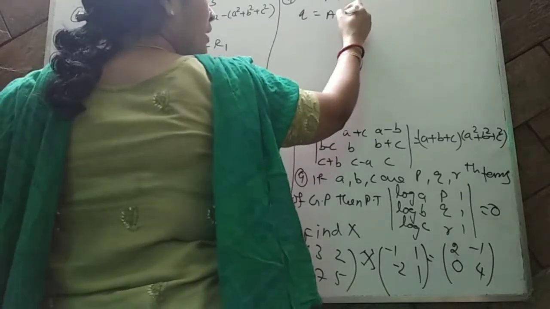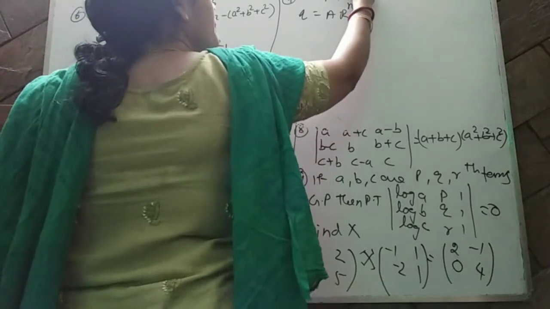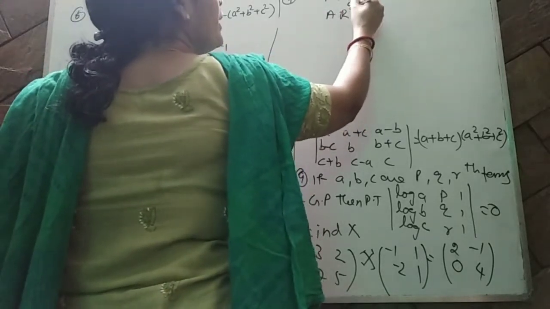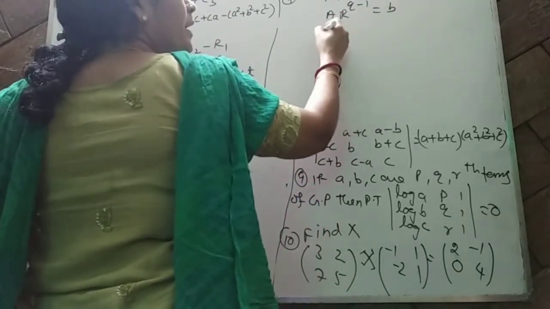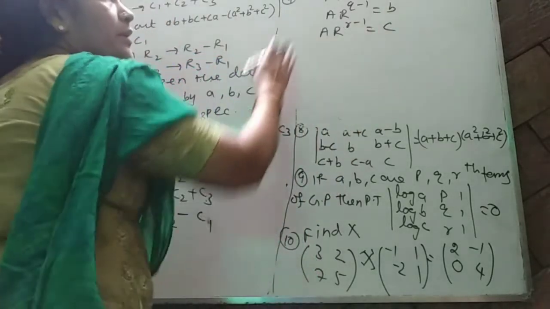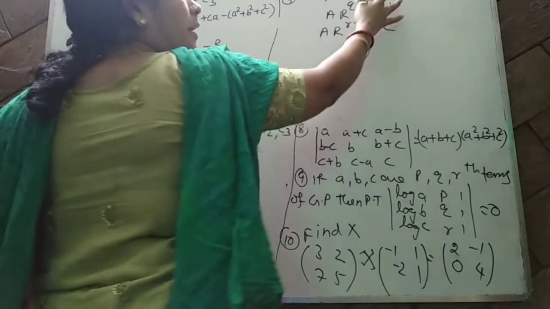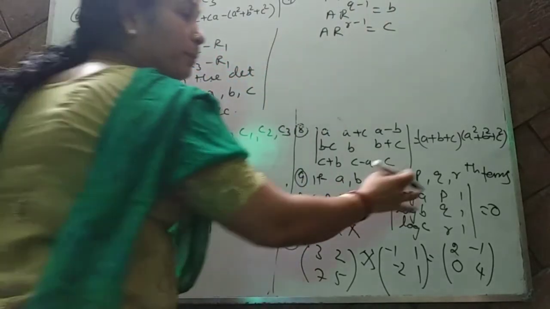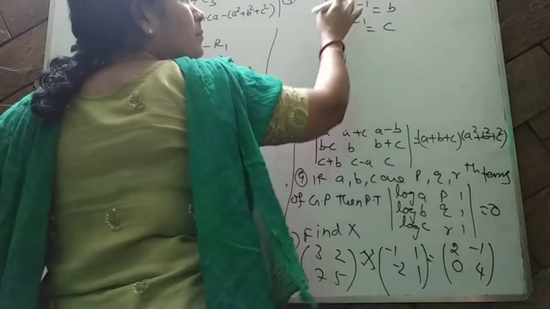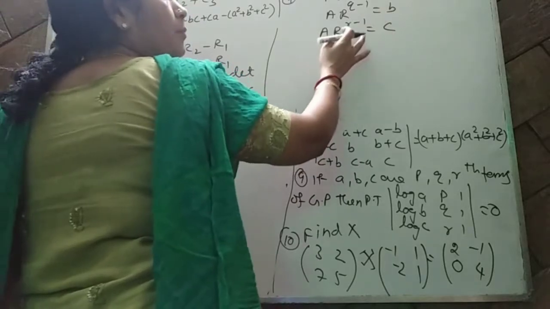So here we will get A into R power P minus 1 equal to A. Am I correct? And the Qth term means A R power Q minus 1 equal to B, and A R power R minus 1 equal to C. This is given, better. I told you this question was asked by the board this year. The nth term means A R power n minus 1, so here this is the Pth term.